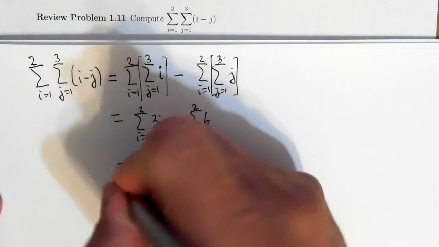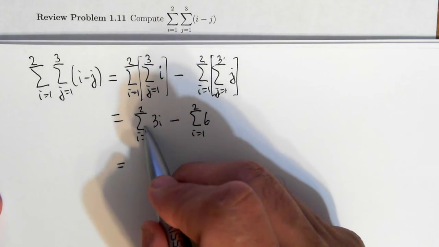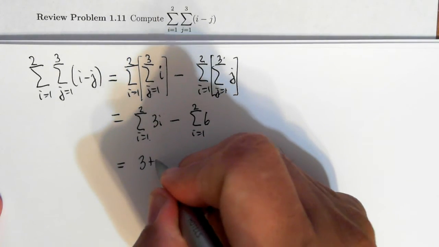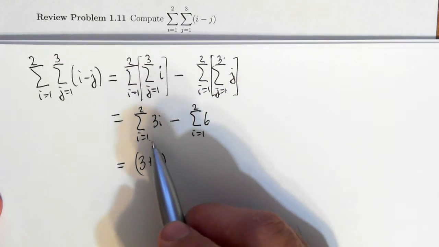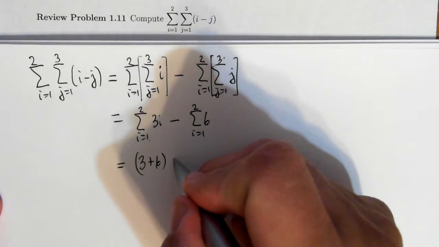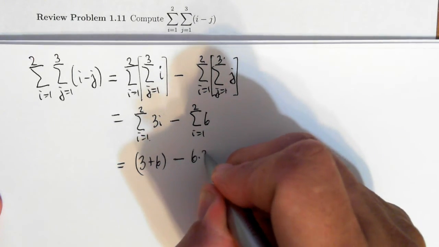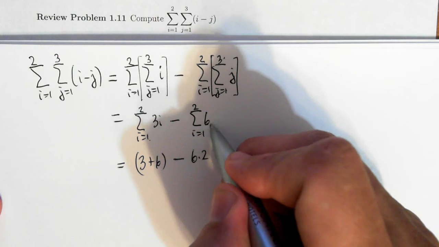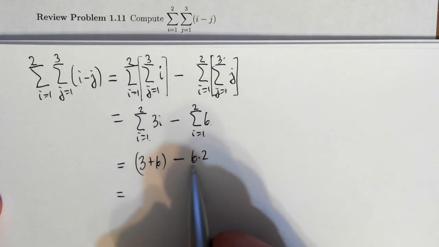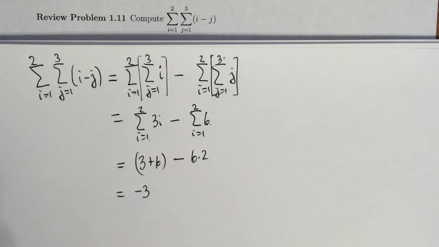Okay. Now here, if i equals 1, I get 3. If i equals 2, I get 6. So this works out to be 3 plus 6. Alternatively, we could use the n times n plus 1 over 2 formula again. On this one, it's going to be 6 times 2, because this is 6 plus 6, the 6 added to itself twice. So we end up with 9 minus 12, which once again works out to be negative 3.